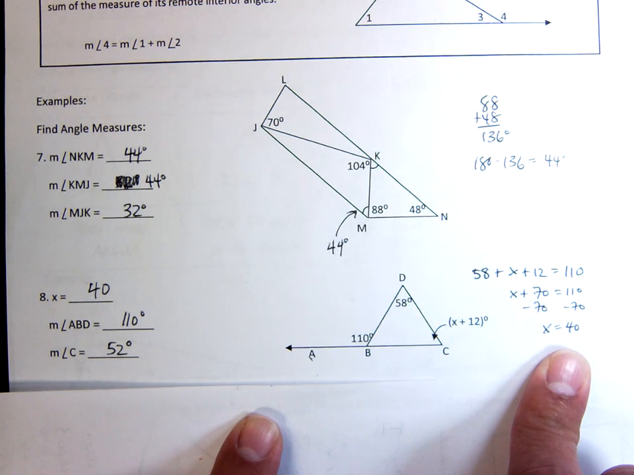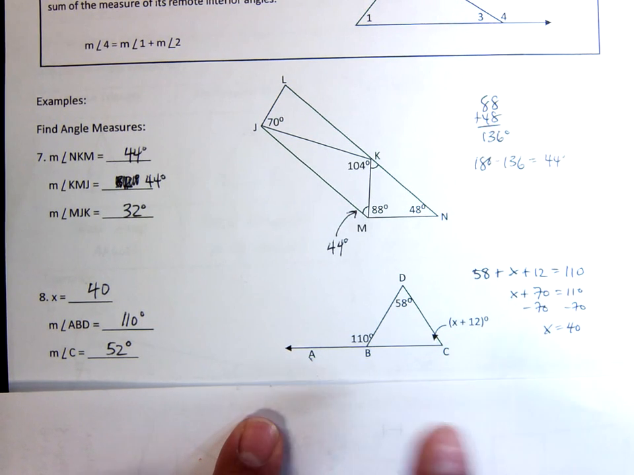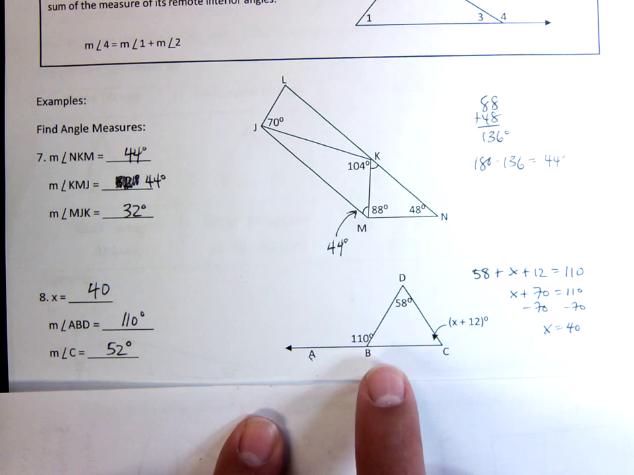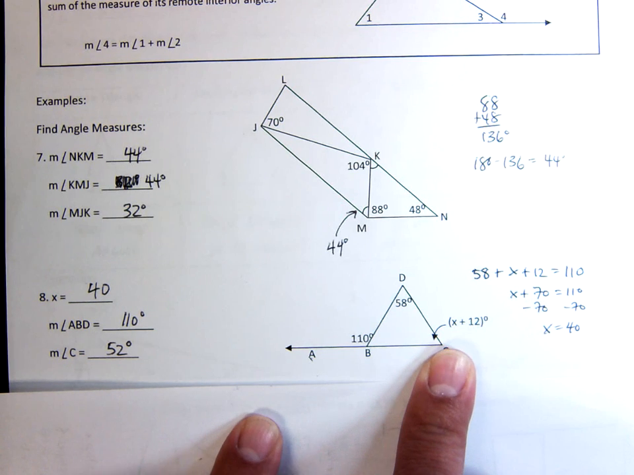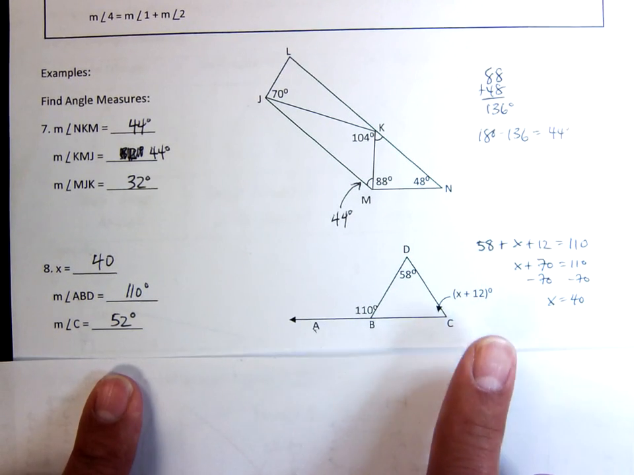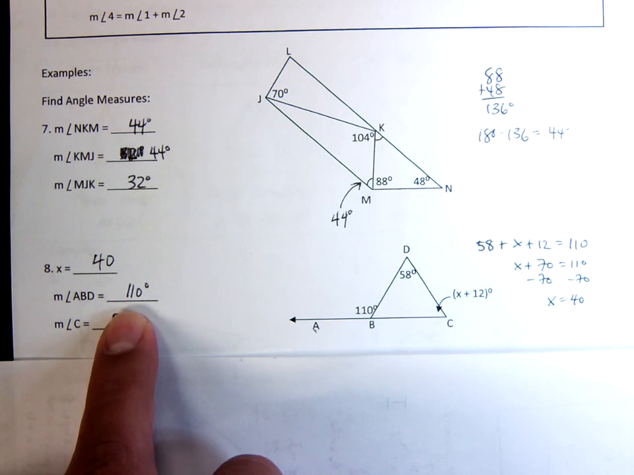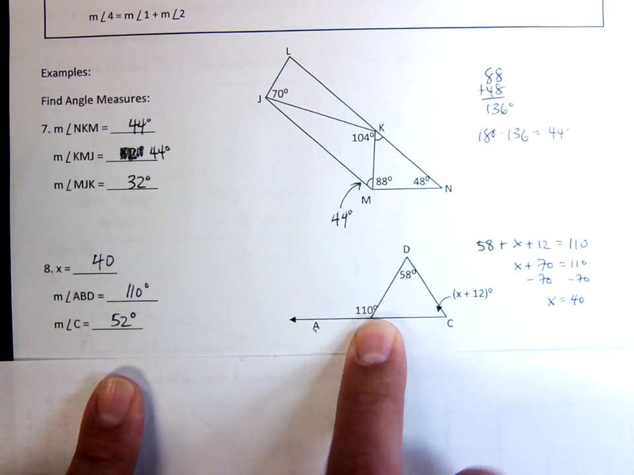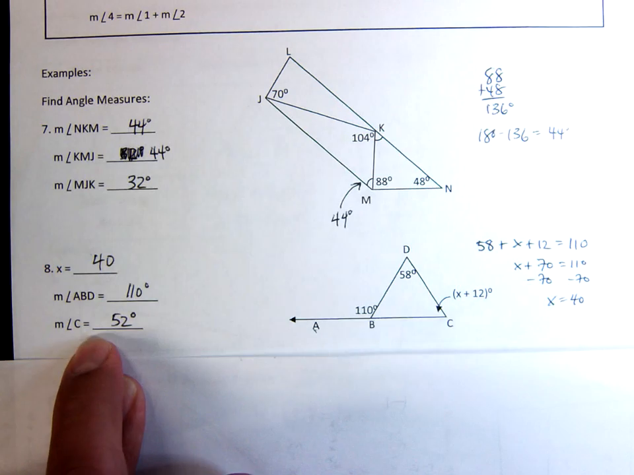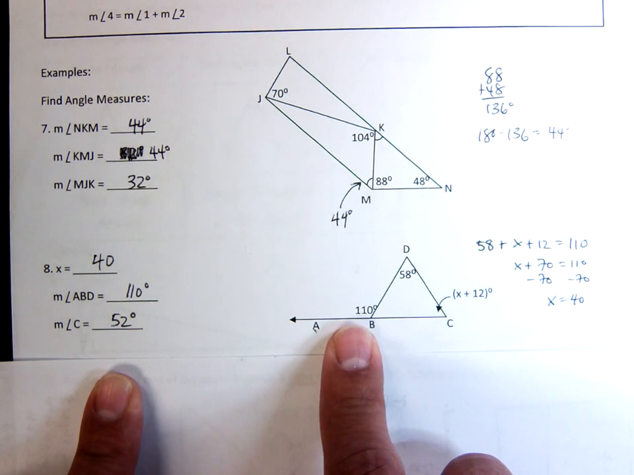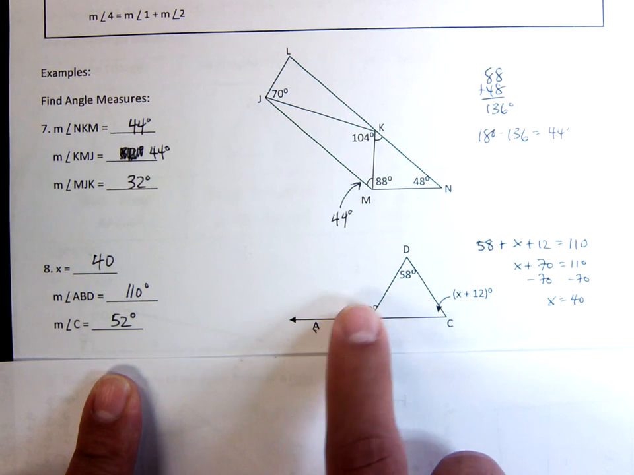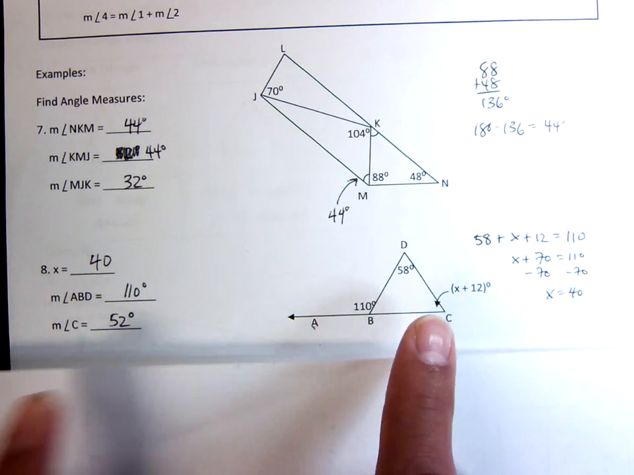And you can do this a few different ways. You can also say, you know what, this makes a linear pair, so this one's got to be 70. So I can do 70 plus 58 plus this one equals 180 degrees. That'll work too. There's usually more than one way to do a math problem. Do the way that makes sense to you. ABD, I don't know why they asked for that. It's right there. It gave it to you, 110 degrees. Measure of angle C has got to be 52 because 58 plus whatever this is has to equal 110. My exterior angle equals the two remote angles added up.